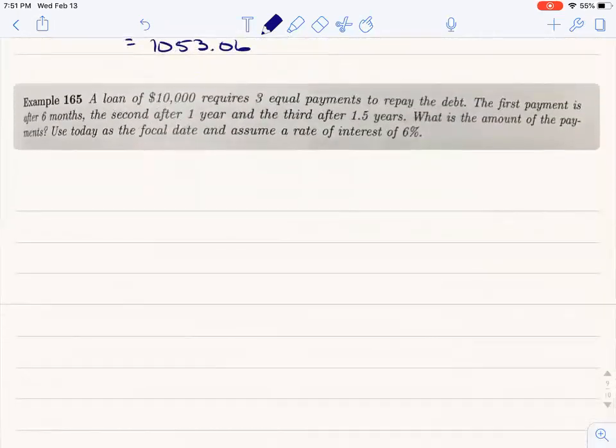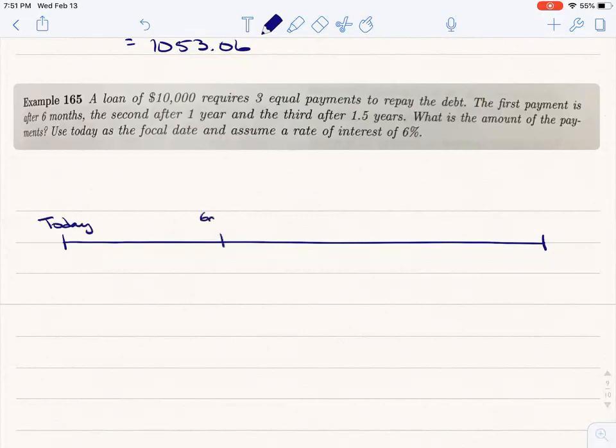So let's just map this out and see what we've got. So we've got today, because we're talking about 6 months, 1 year, and 1.5 years. Presumably they're just from today. So we'll start today. And then we've got 6 months, 1 year, and 1.5 years.